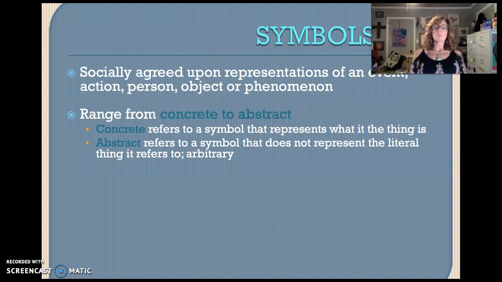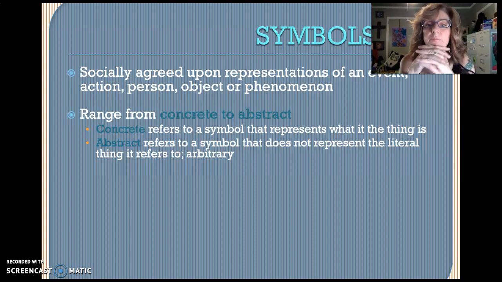So they can range from the concrete to abstract. Concrete refers to a symbol that represents what the thing is. Abstract refers to a symbol that does not represent the literal thing. It refers to its being arbitrary. So we've got the symbol for love is a heart. I would say that that's abstract. It's totally arbitrary.